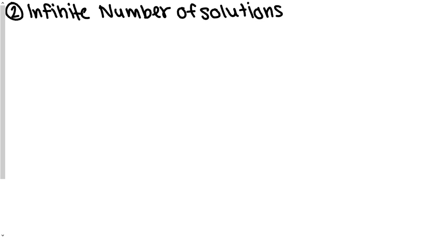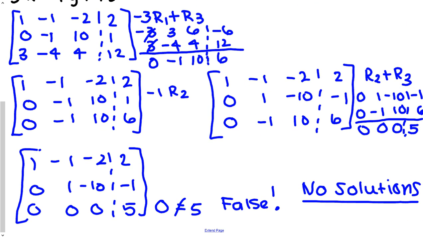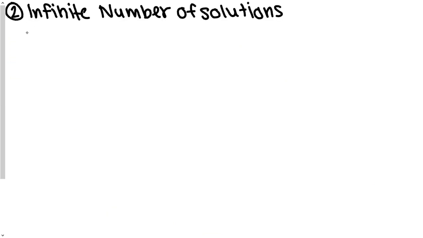Real quick, sorry. Once I know that there's no solution, we say that the solution could be the empty set, or we can call it inconsistent, because there is no solution. Okay, now let's move on to infinite number of solutions.